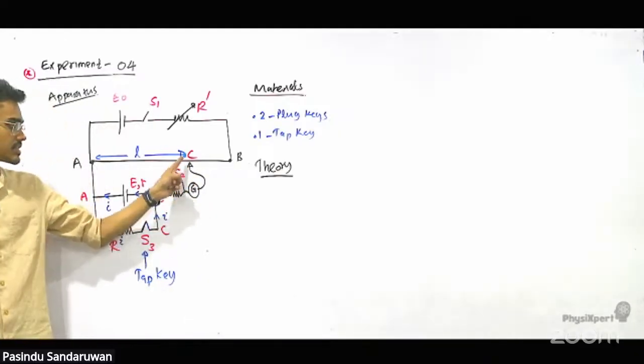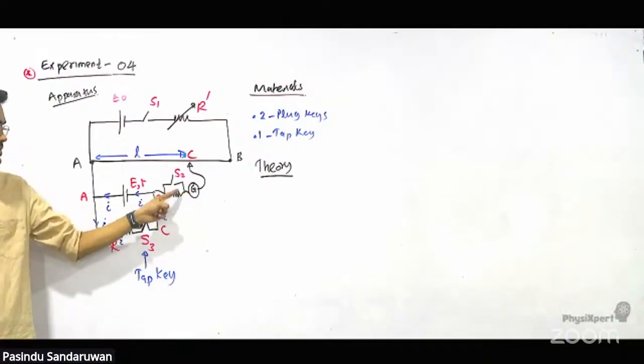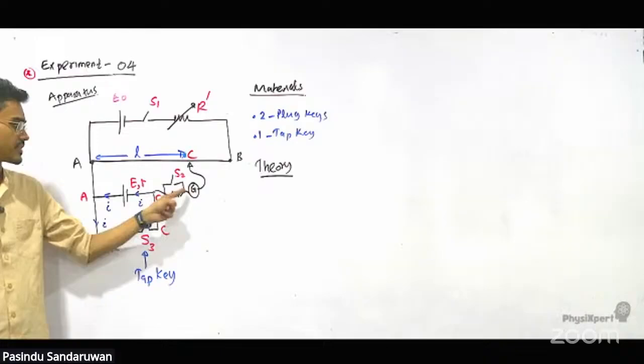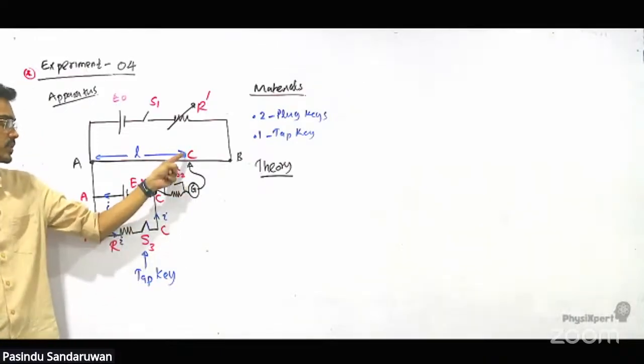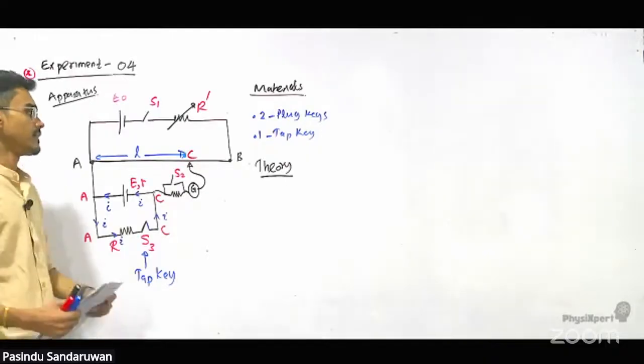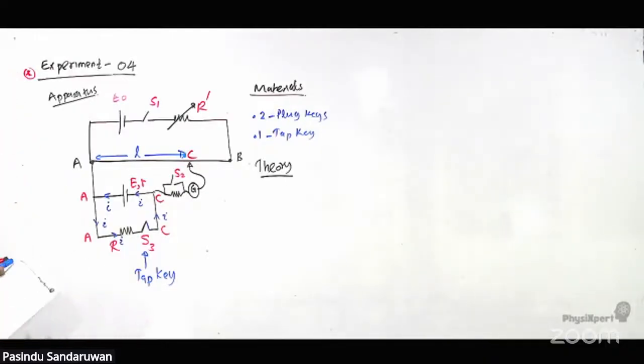At the balance point, there is no current through the galvanometer, so no current through the resistor, right? No potential difference across this part. Then if this point is C, this is also the same as point A. Now, what we are doing is finding a balance point again.